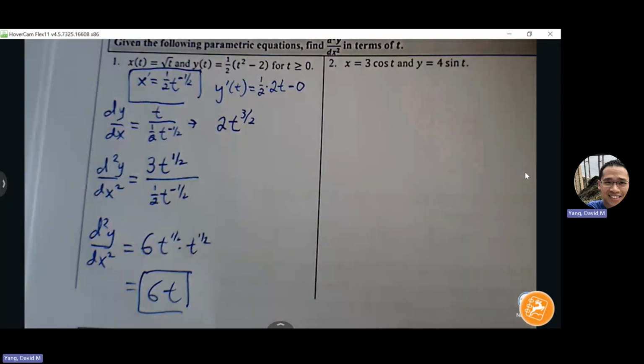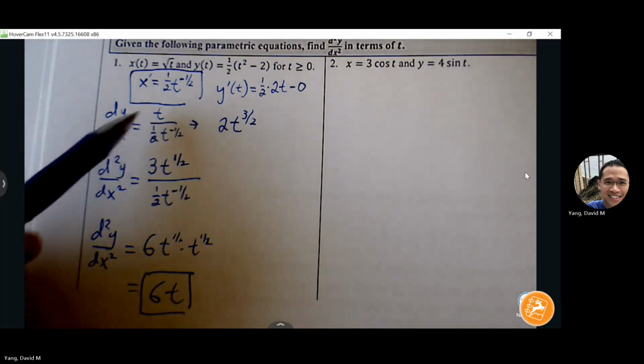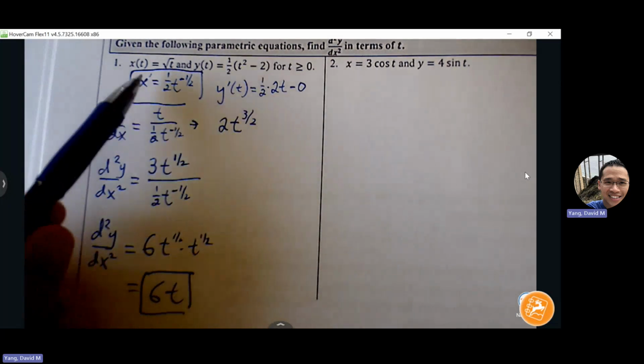Okay, try example 2. Really, we're just practicing this new formula, going through those steps. Number 2, same thing. Go ahead and find x prime, y prime, then build out your dy/dx. Once you have your dy/dx, to find the second derivative, it's going to be the derivative of this divided by x prime.